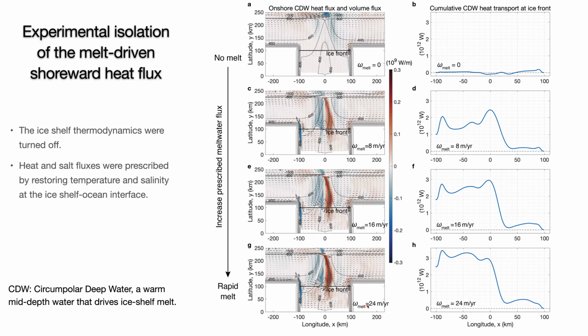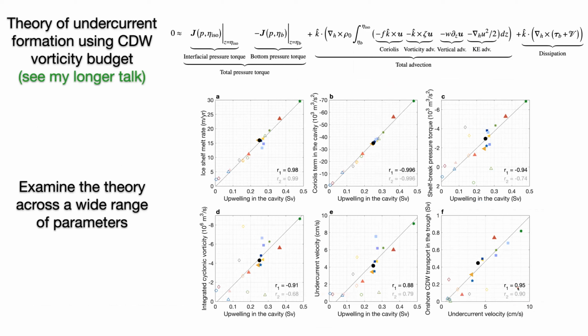This figure shows that increased meltwater flux drives stronger shoreward heat transport in the trough and enhanced cumulative heat transport at the ice shelf front. By analyzing the vorticity budget, we established a theory of undercurrent formation, and we also examined the theory across a wide range of parameters. Please check my longer talk if you are interested in this theory.